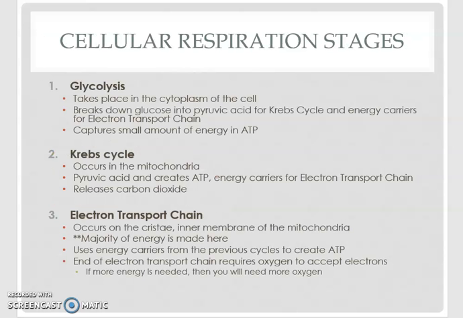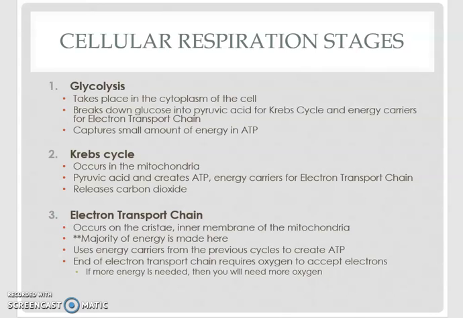There are 3 stages in cellular respiration. There's glycolysis, which is going to take place in the cytoplasm of the cell. It's going to capture small amounts of energy in ATP, and it's going to break down glucose into pyruvic acid. If there's oxygen present and aerobic respiration is taking place, then it's going to move to the Krebs cycle, which will be in the mitochondria.